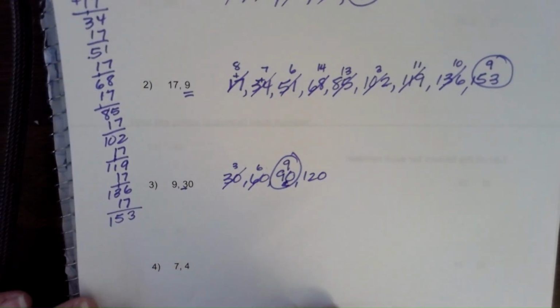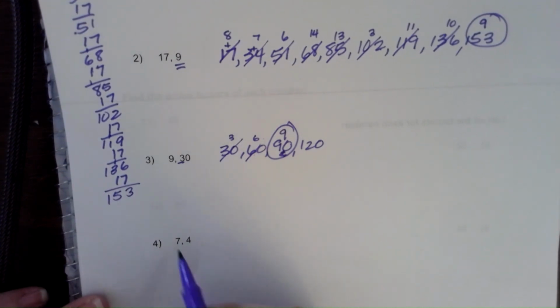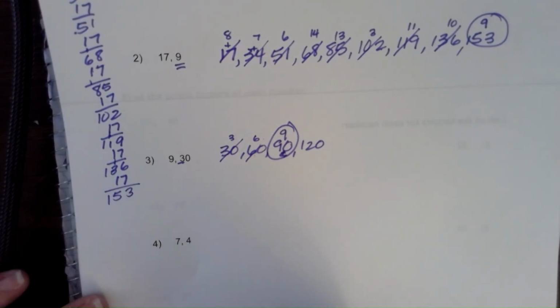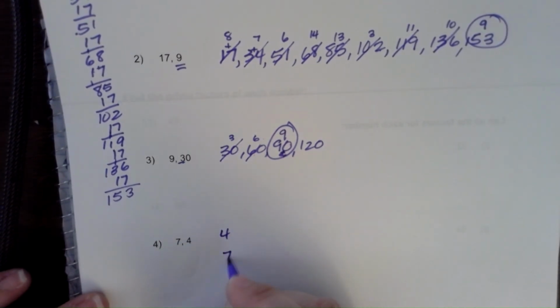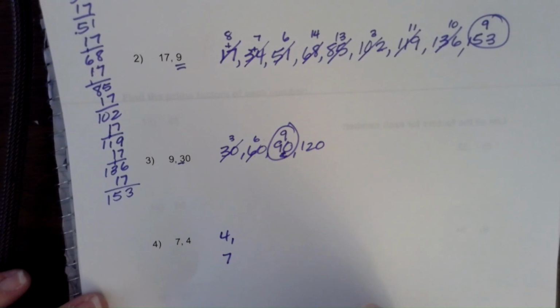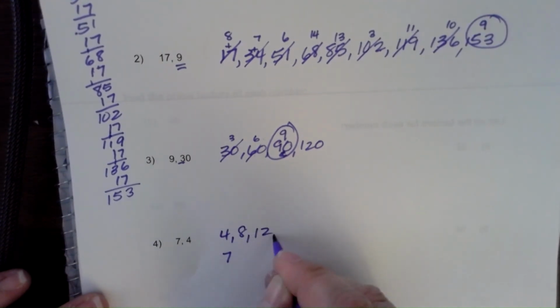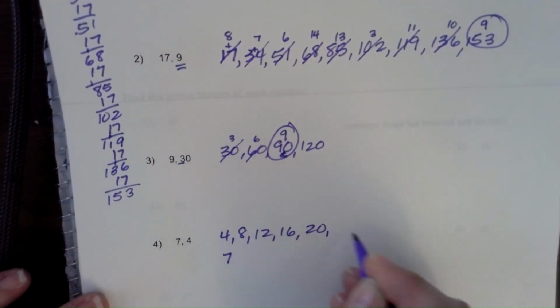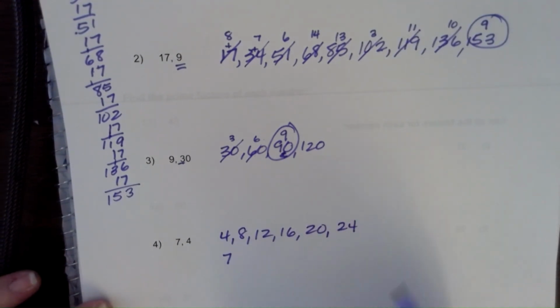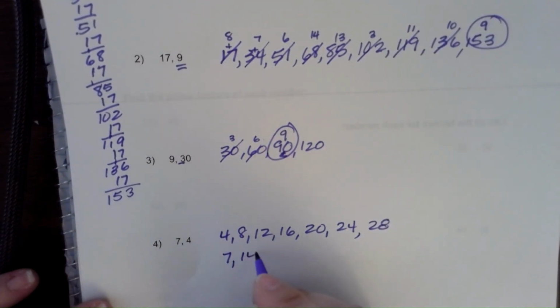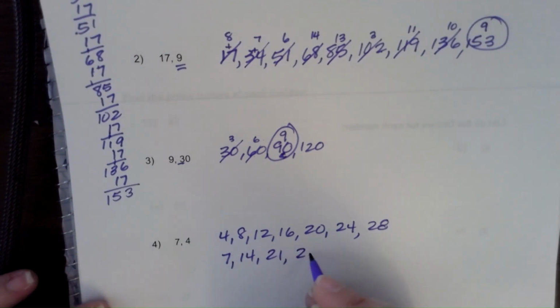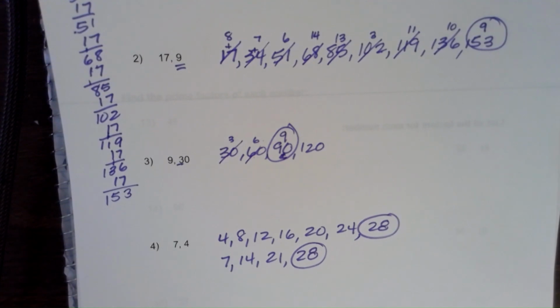Okay, for 7 and 4, a lot of times when numbers are this small, it's really going to be easier to just add them. But, you know, on a test, you want to make sure. So I've got 4, 8, 12, 16, 20, 24, 28. Now I'm just going to go ahead to 7: 7, 14, 21, 28. So, yep, this is a number that they have in common.